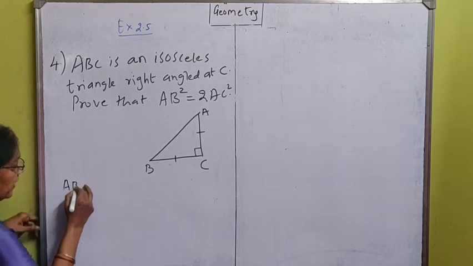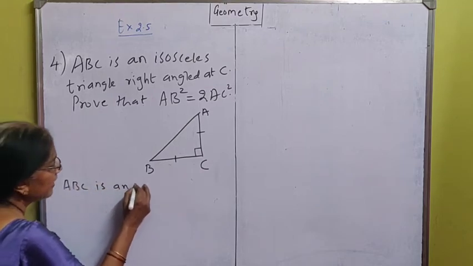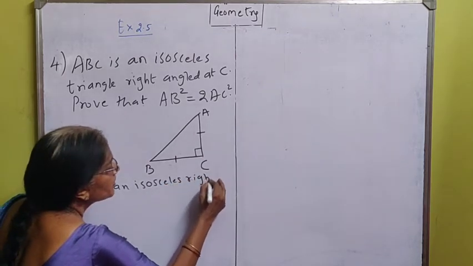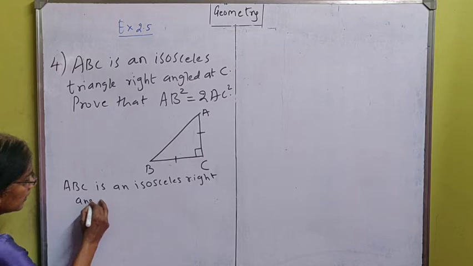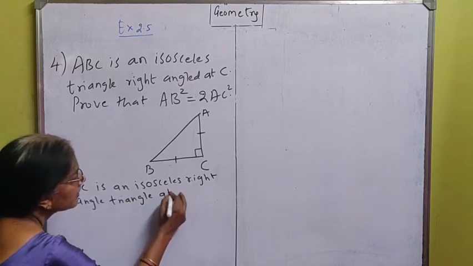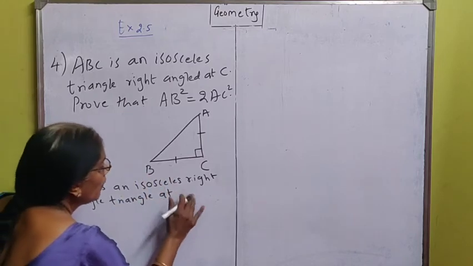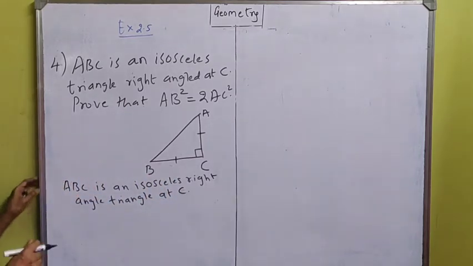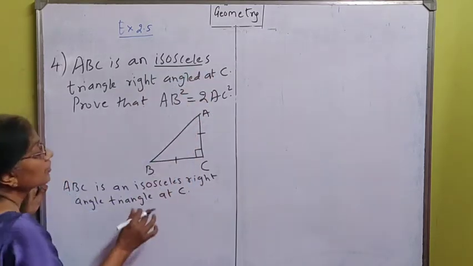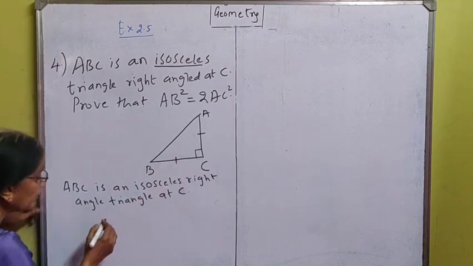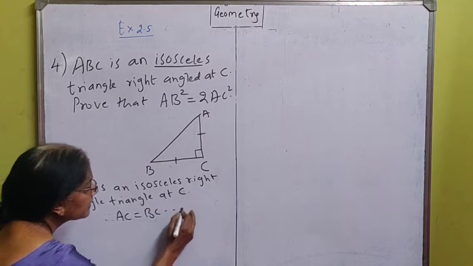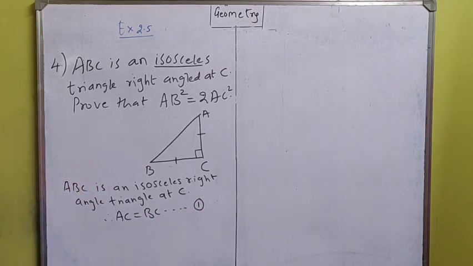So, ABC is an isosceles right angled triangle at C. Where are the other two sides? AC and BC. It is isosceles. Isosceles means what? The two sides are equal. So therefore AC is equal to BC. Keep this as equation number 1.